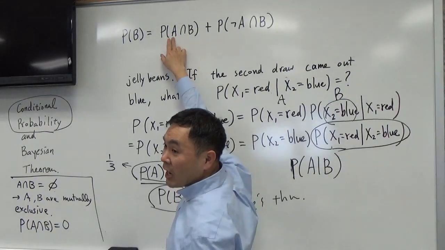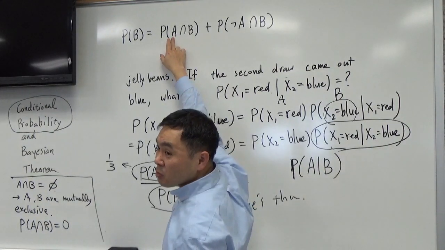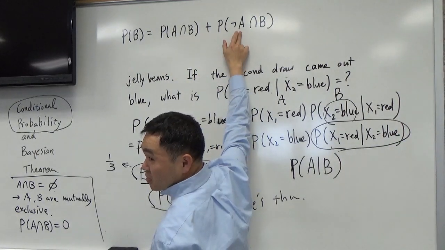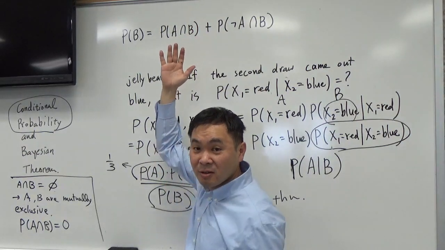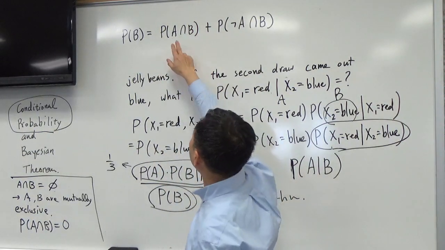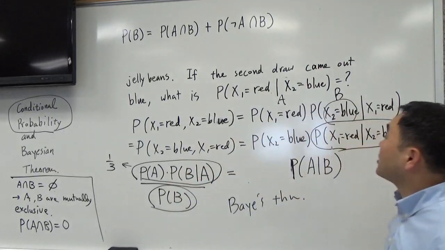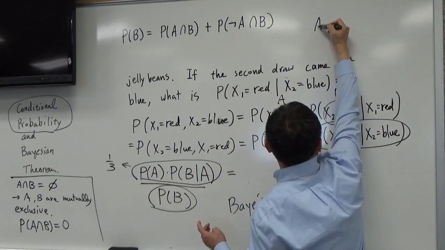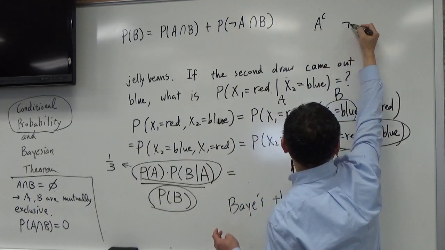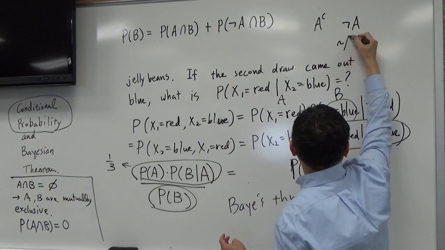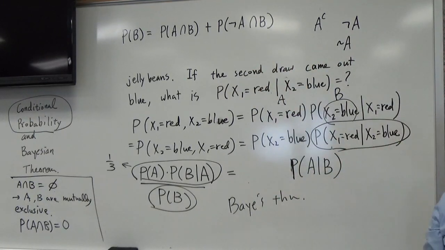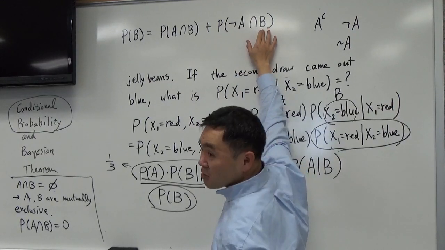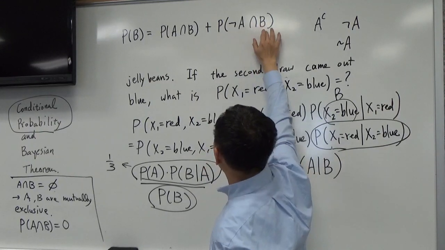Yeah. So either you've drawn a red in the first or you didn't draw the red in the second. Is that right? That's what we know, right? It's either this or that. But then, this is not. Sometimes A complement is used or not A is used. Or sometimes people write like this, not A, okay? So if the first one is not blue, what's the probability of getting not blue and getting a blue, okay?